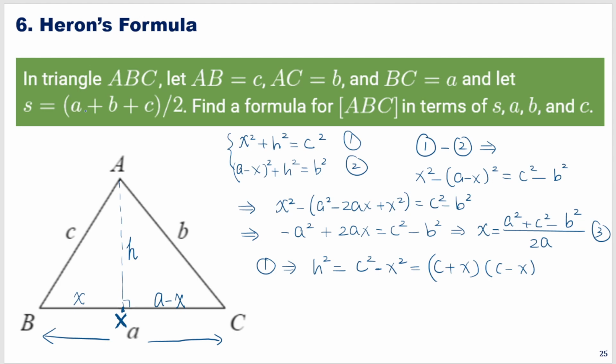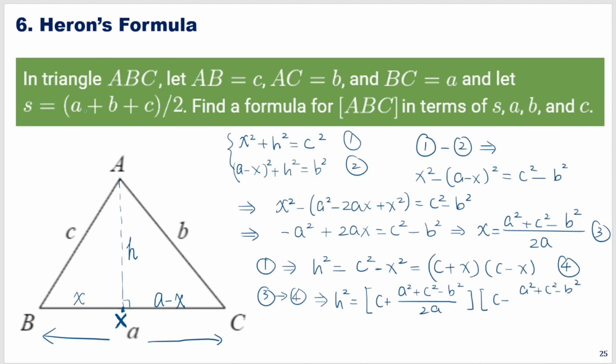And now you can put equation number 3 into equation number 4, which gives you h squared equals c plus x, where x is c plus this expression here, right? So c plus (a squared plus c squared minus b squared) over 2a, times c minus x, which is c minus this expression. Not that bad, right?